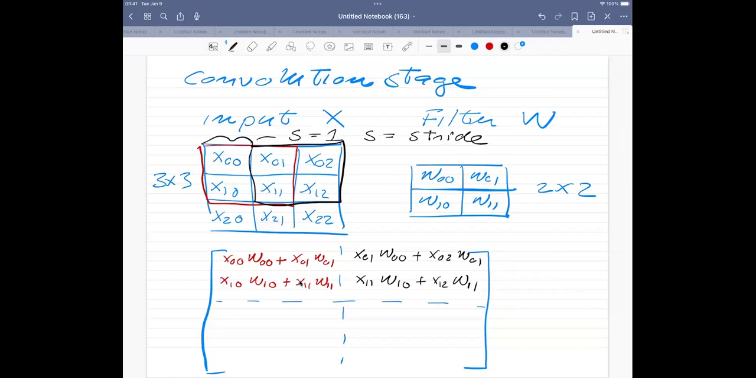So now we went through the columns. Now we step one row down. So that means that we are going to take this block, that one. And if I take that block, I'm going to fill in, so I'm just going to use the x10 multiplied with w00 plus x11 multiplied with w01. And then we have plus x20 multiplied with w10 plus x21 multiplied with w11.